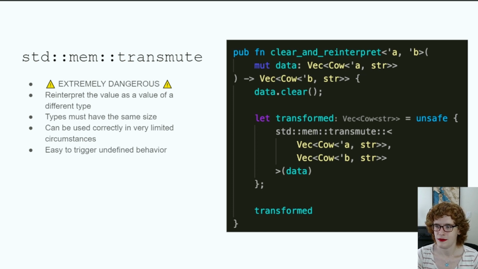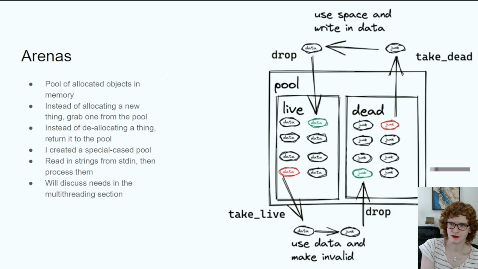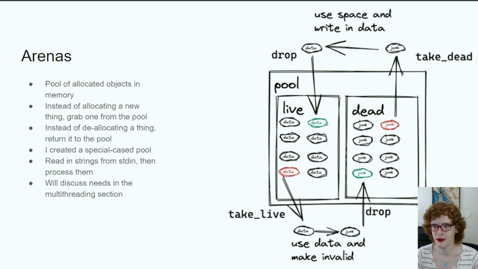All right, moving on to the last memory reuse topic: arenas. An arena is basically a pool of pre-allocated objects sitting around in memory. Instead of allocating, say, a new string or a new vec when you need one, you just grab it from the pool, and then instead of doing a deallocation, you just return it to the pool. For my purposes, I had to create my own because I had some specialty needs around my arena, but it's a very simple type to create in Rust.